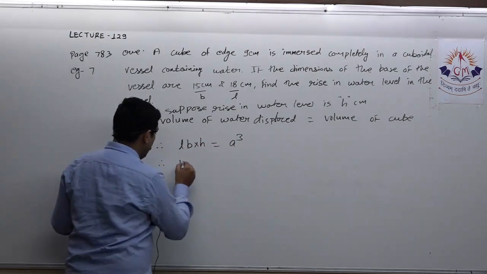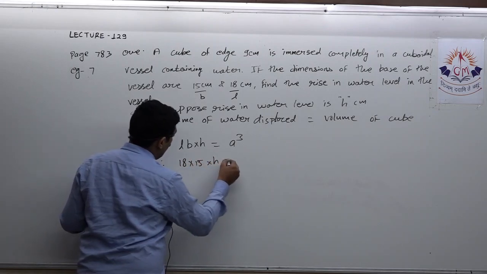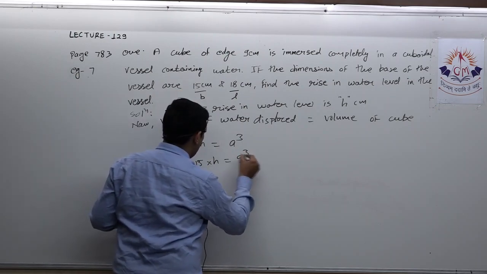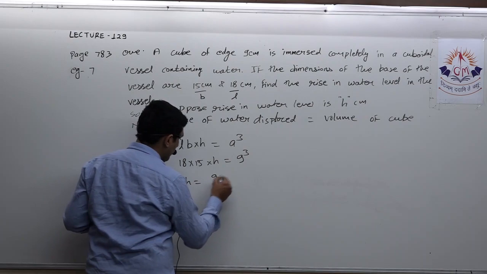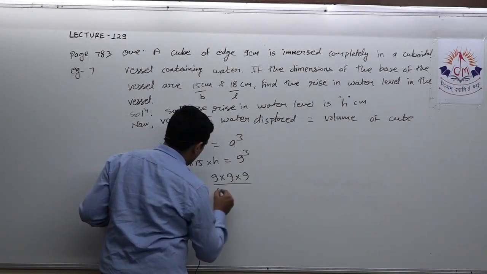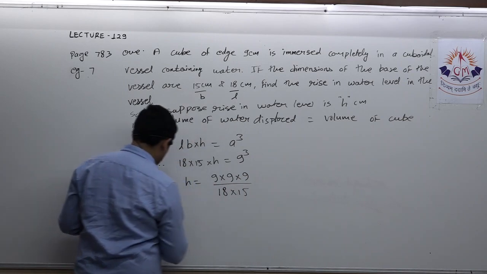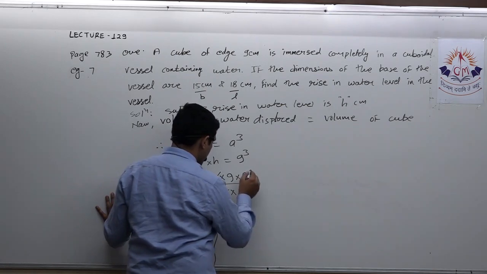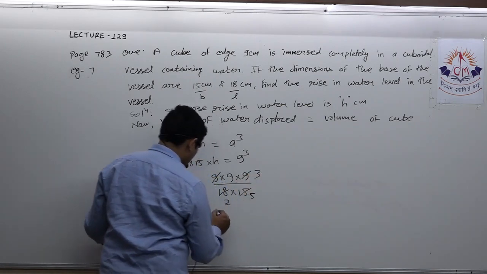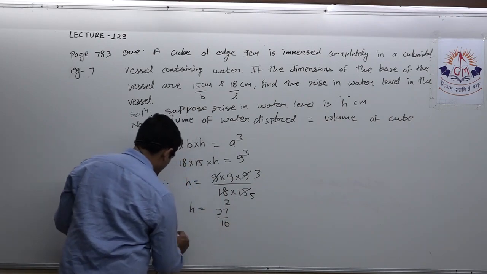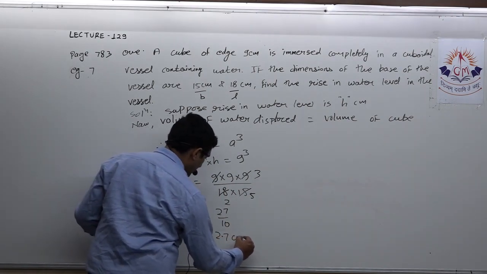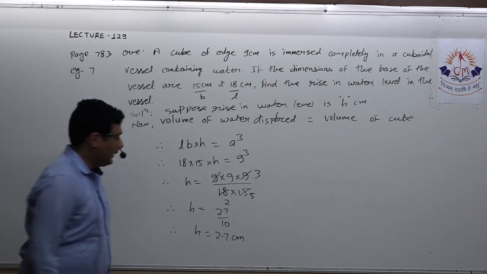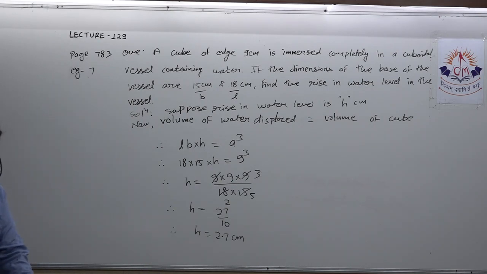Now here L is 18, B is 15, H we have to find, and a is given, that is 9 cube. So here I can say small h is equal to 9 multiplied by 9 multiplied by 9 upon 18 into 15. So it is 27 upon 10, that is h is equal to 2.7 centimeters. So this much water will rise in the cuboid. Please note it down, then we will see the next question.